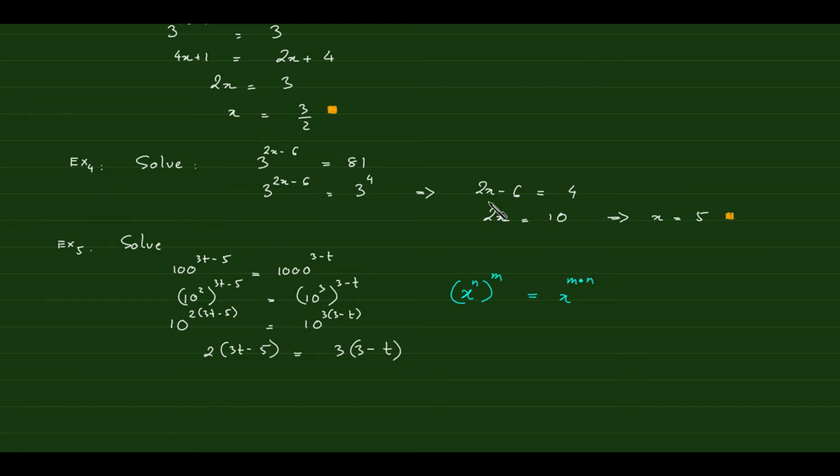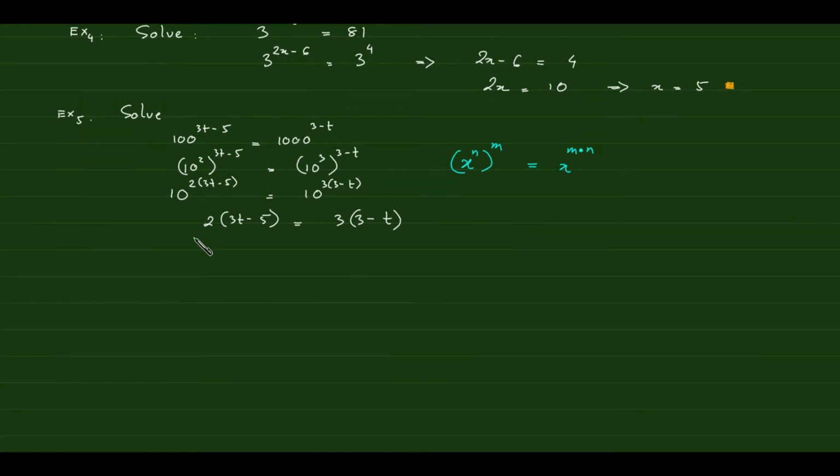Alright, and now we're gonna solve for t. So I distribute it. 6t minus 10 equals 9 minus 3t. Alright, so which is 9t equals 19. So t equals 19 over 9. Here you go. Done.